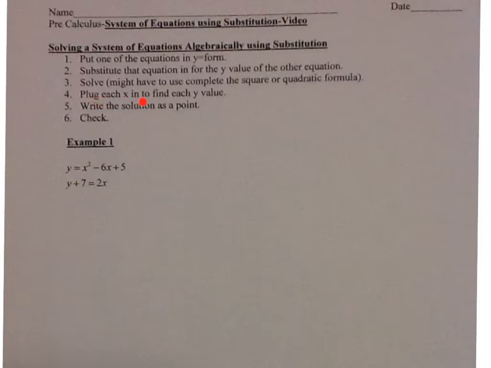You're going to plug each x value in to find each y value, write the solution as a point, and then you're going to check it. So let's take a look at number 1. We have y equals x squared minus 6x plus 5. That's a quadratic, a parabola. And y plus 7 is equal to 2x.